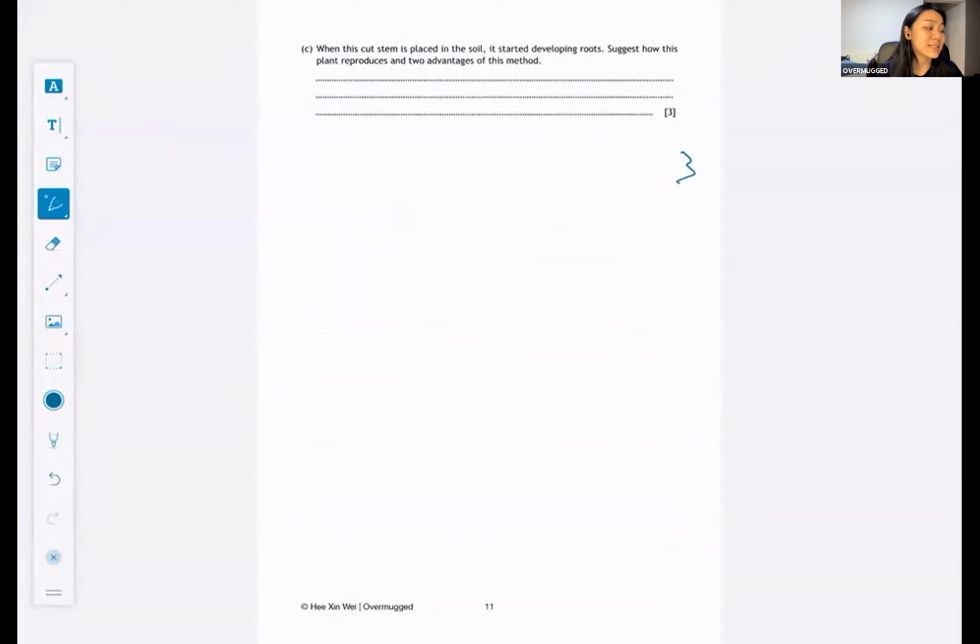Okay, so when you say that this cut stem is placed in the soil, it started developing roots, suggest how these plants reproduce. So how it reproduces, this is one. And then the two advantages of this method. So when the cut stem is just placed in the soil and starts developing roots, it has to be asexual reproduction, right? There's no pollination or anything. So it's asexual reproduction and it's advantageous. It's also in the notes.